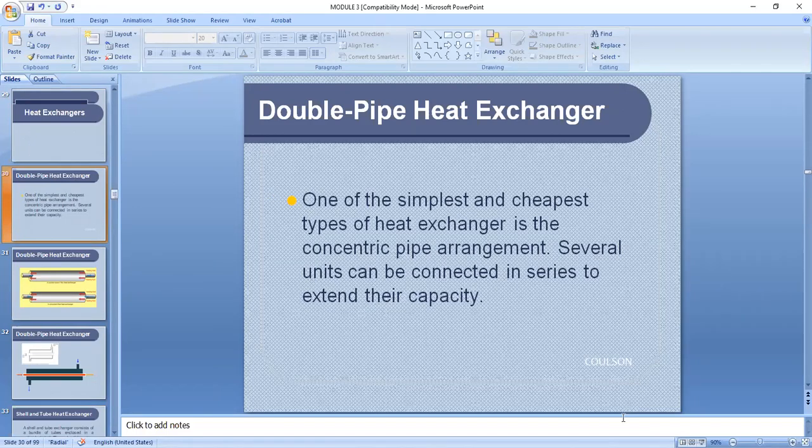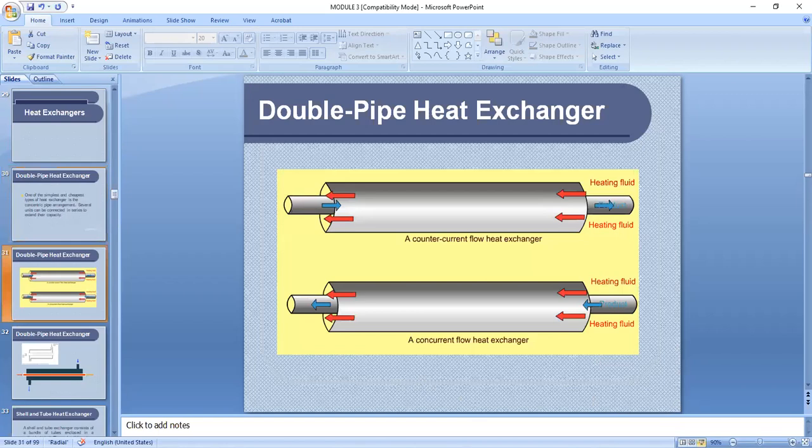So in the case of the double pipe heat exchanger, you can have several units that can be connected in series, so that in terms of capacity, it will be increased, or in terms of the total volume of material that can be processed, it will be increased. So you can have this connected in series. Now, in terms of how this particular heat exchanger operates, so that's how it operates.